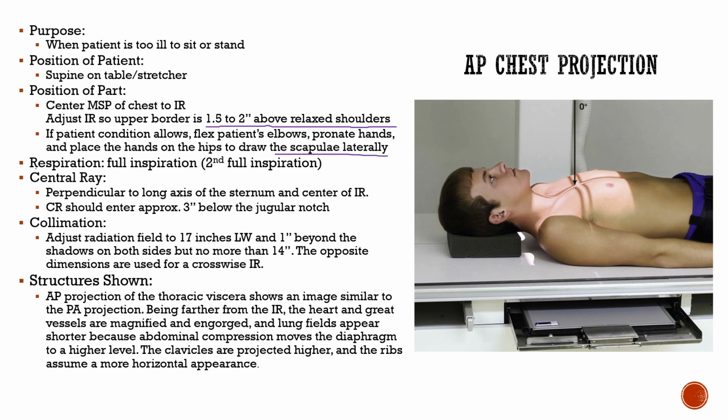You want to use the same respiration as you did on the last two images and the same central ray location, except now since we're at an AP projection, we're going to center about 3 inches below the jugular notch. We're going to use the same collimation, and the structures shown are similar except larger. The great vessels and the heart are going to be magnified because we've got a shorter SID, and our patient also is recumbent, so the clavicles are going to be higher and the ribs are going to be more horizontal.